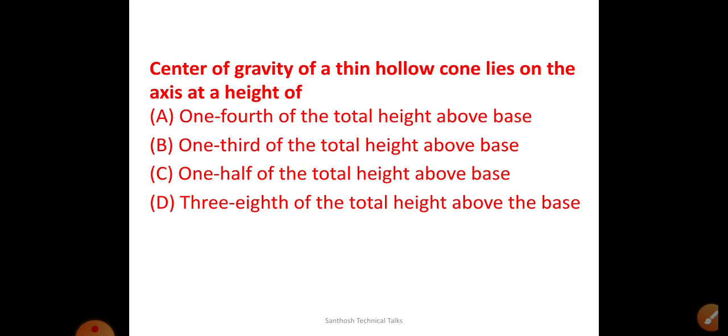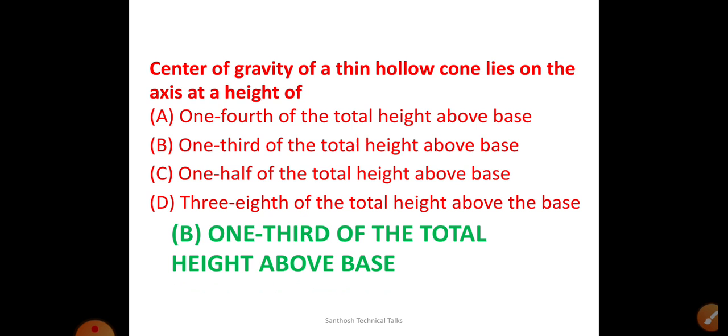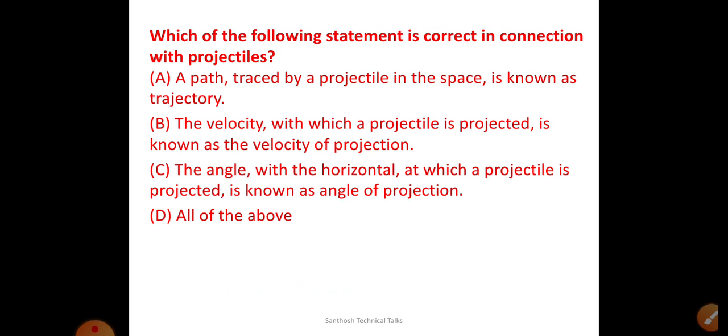Next, a very superb question. The CG of a thin hollow cone lies on the axis at a height of 1/3 of the total height above the base. So that is the correct answer.